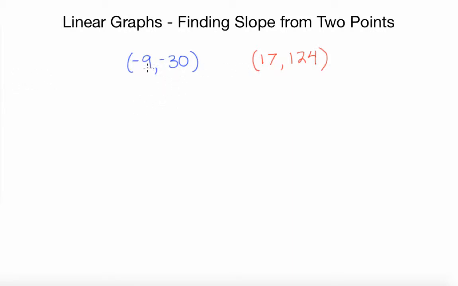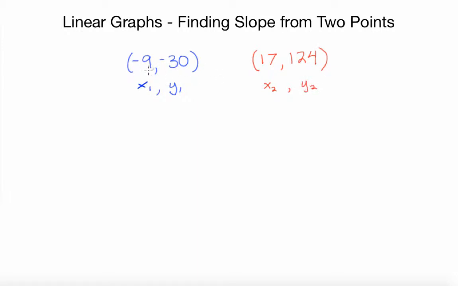We got the blue point, which is -9, -30. And I'm going to go ahead and label that. That means that my -9 is an x value, x1, and my -30 is my y value. So there's 1 point, an x and y value that I can plot. And I got another point, 17. That's my x value for my second point. And 124 is my y value for my second point.